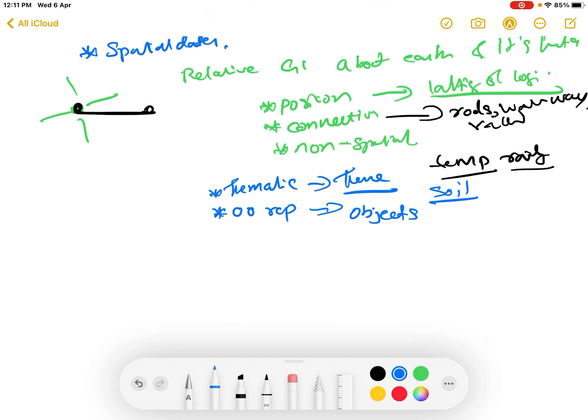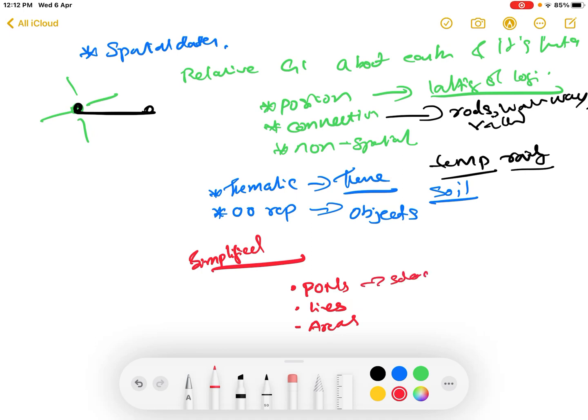Okay, so how do we represent spatial data in GIS? Actually, we have to represent the objects in a simplified way. We need to simplify things. So for that, we concise entities into specific representational forms. We use 3 forms: points, lines, and areas.